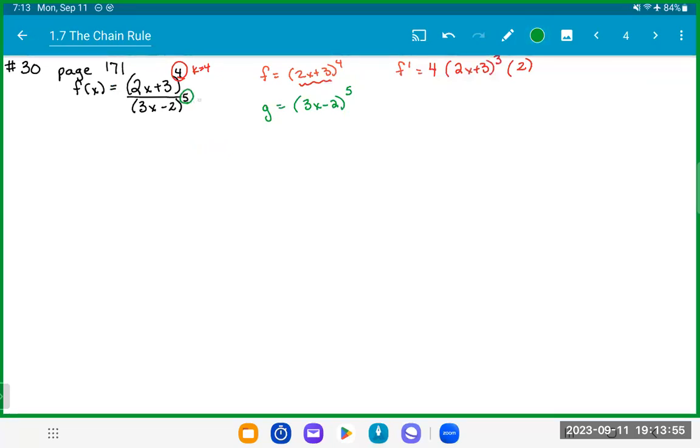So in the denominator, our k is equal to 5. So our g prime equals k times the function inside the parentheses, which is 3x minus 2, to the k minus 1. So that's 5 minus 1, which is 4. And the derivative of what's inside the parentheses is 3. So that is our extended power rule. Okay. Any questions so far?